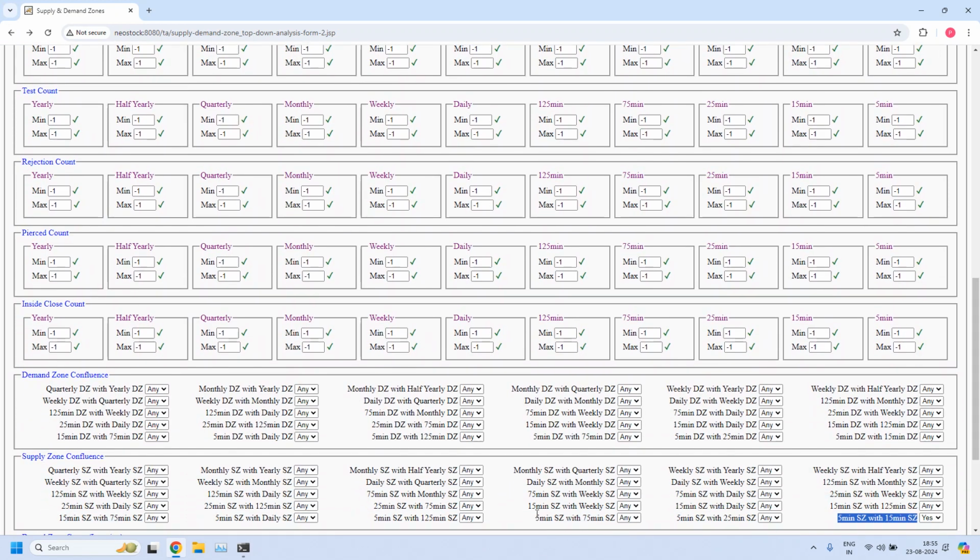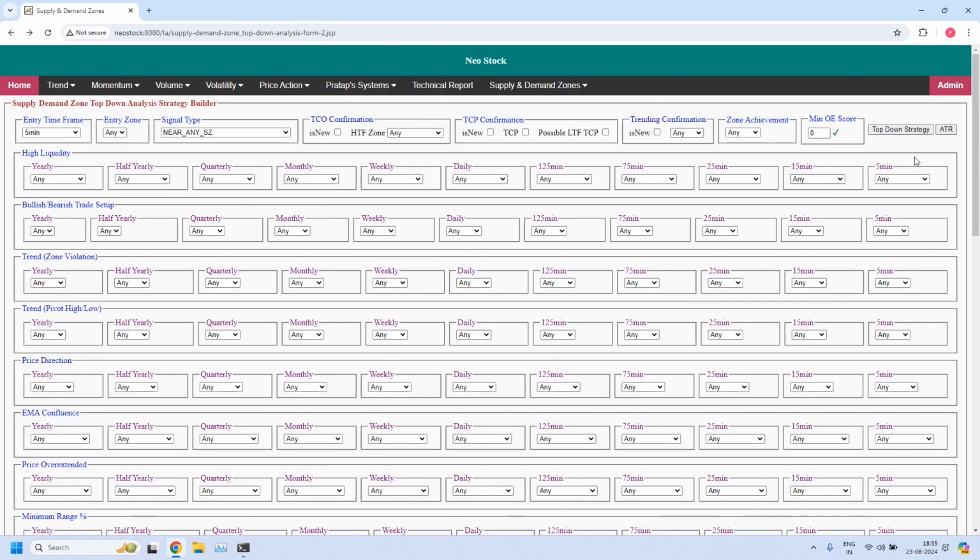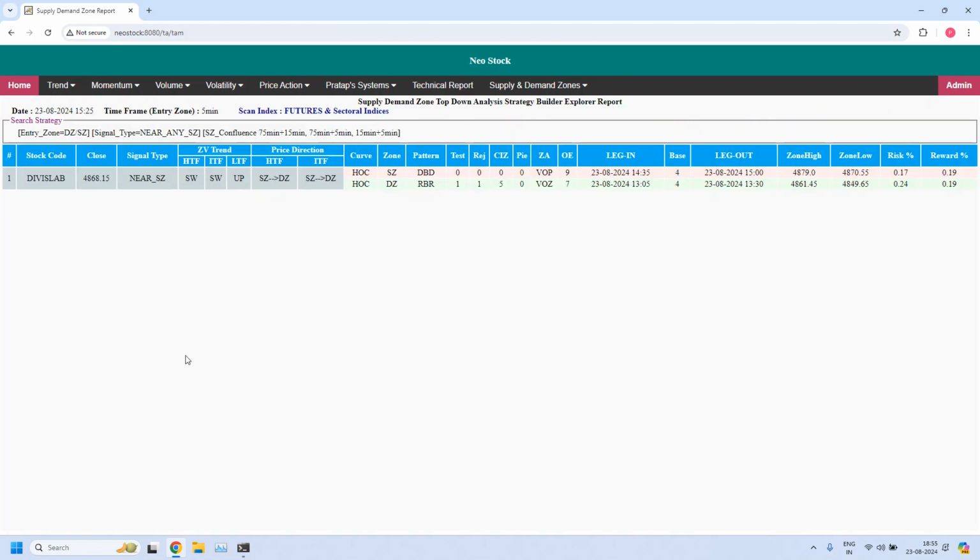That is 5 minute supply zone with 75 minute supply zone is enabled, and 15 minute supply zone and 75 minutes also just enabled. Now let's filter the stocks. So only Divi's Lab is having the confluence, but the problem is RR. It doesn't have good RR.